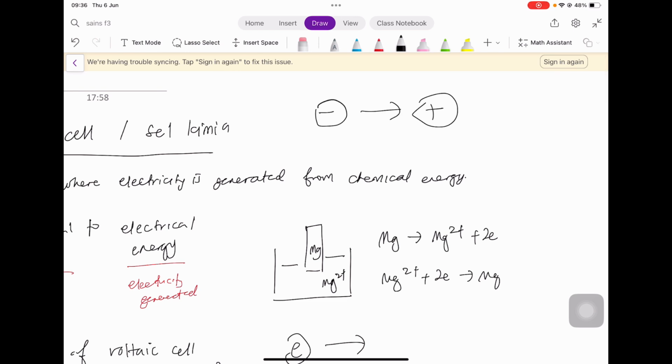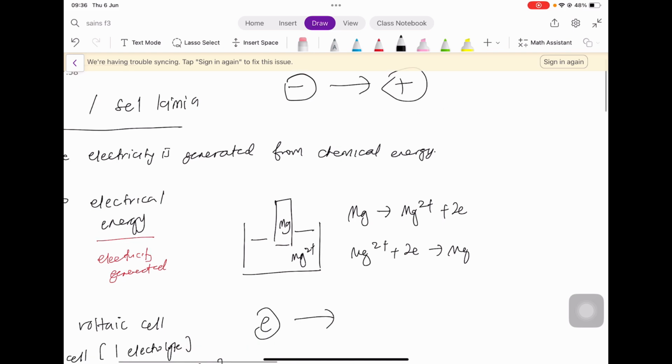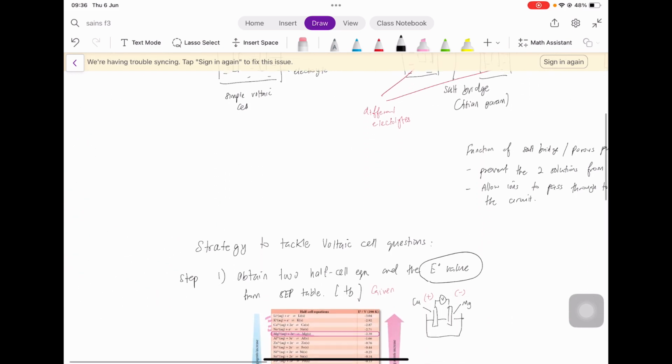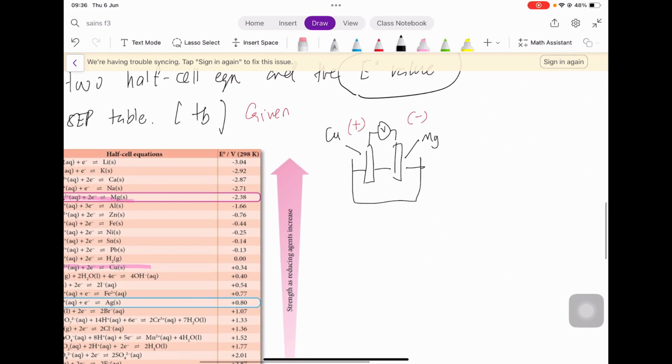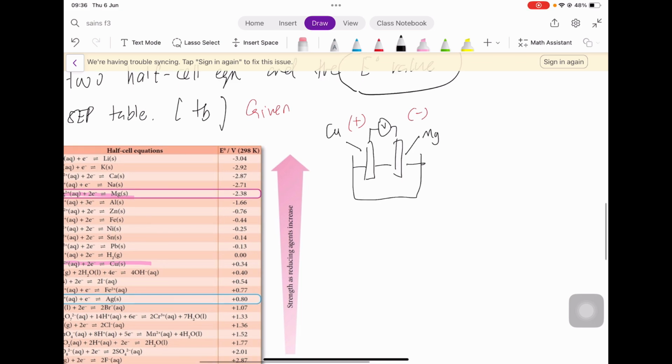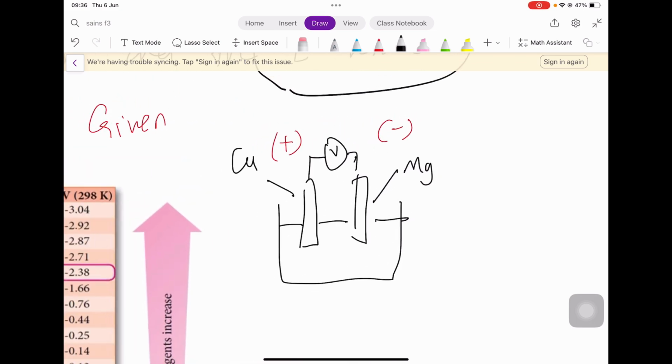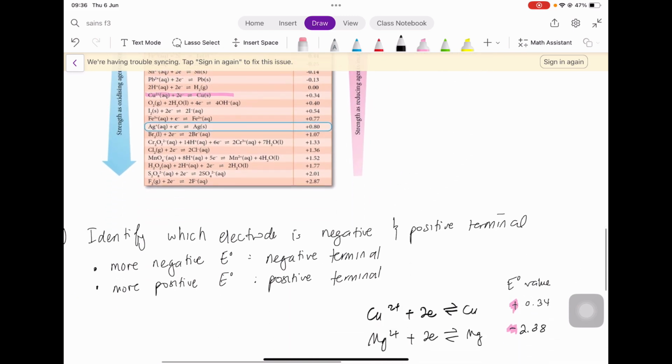Okay, this one hafal one, okay. Negative to positive. So sekarang ni you know already that electron move from magnesium electrode to copper electrode. So kalau disuruh lukis kan kat sini, lukislah macam tu. Okay, dia move from negative to positive, negative to positive.